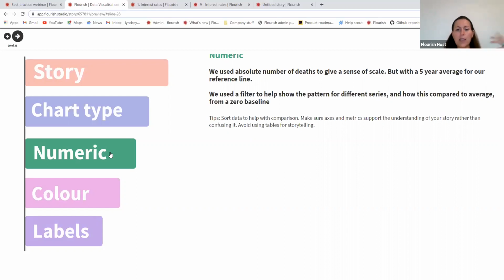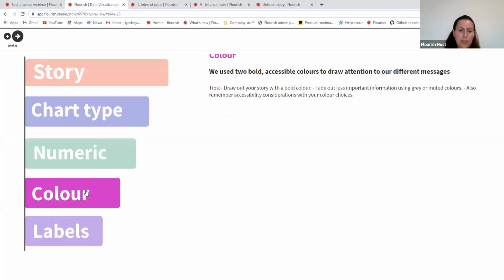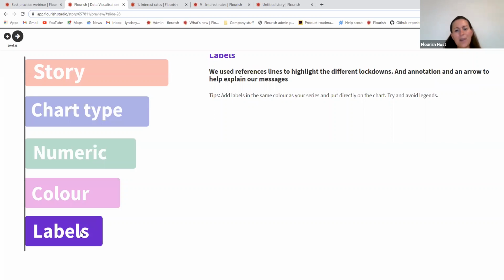And we used a filter to help show what the pattern was for the COVID deaths if we didn't include normal deaths. And then we used these bold, accessible colours to draw attention to different messages, so the bright red for COVID to draw attention to it. And then the annotation helped tell our story in the different slides and explain what we wanted people to take from those parts of the data.